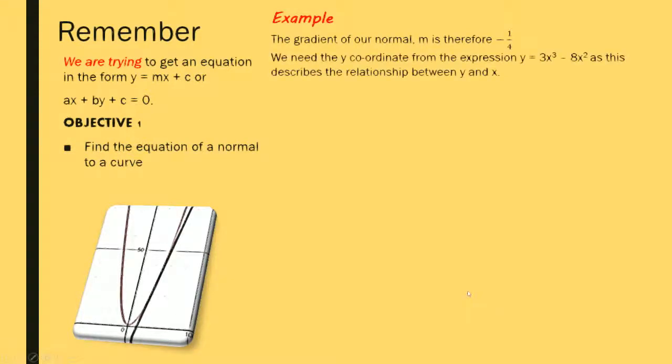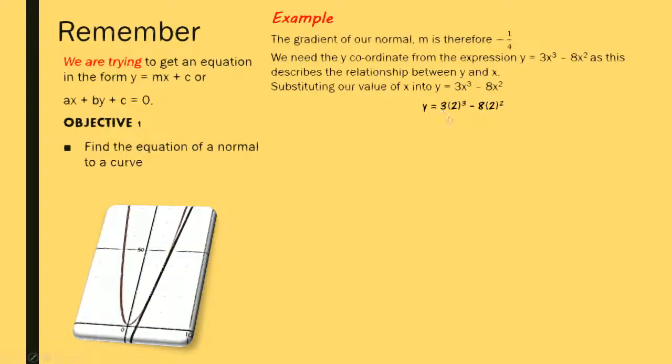Except we don't know what that point was again. I mean, we had the x value, but we don't know what the y one was. Okay, so we'll substitute our value of x into 3x cubed minus 8x squared, remembering that that is the one that gives the relationship between y and x, and not the differential expression.